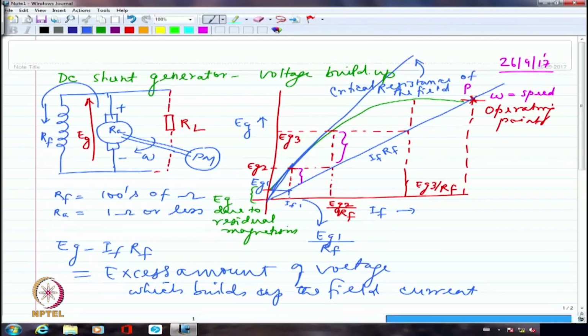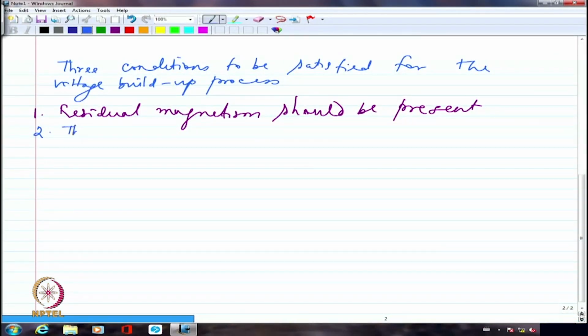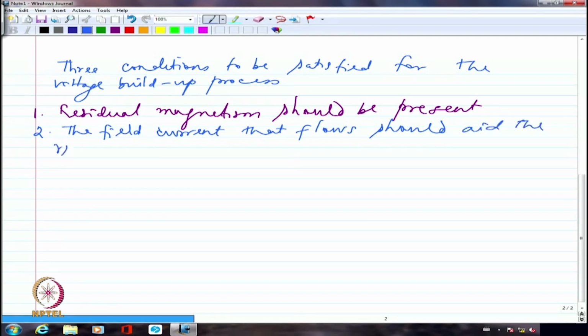So I should have the field current that is flowing aid the residual magnetism, so that the flux builds up further and further. If that does not build up further and further, we are going to have a problem of suicidal operation of the generator. So the voltage will be killed, basically. And the third thing is, the resistance of the field circuit should be less than that of the critical field resistance.